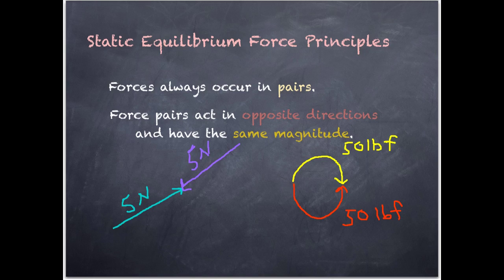And we could go on all day here. We have a vector going to the right, and it's 10 pound force, and its pair is a vector going to the left, and it's 10 pound force. Forces always occur in pairs. Forces act in opposite directions and have the same magnitude. Fact.